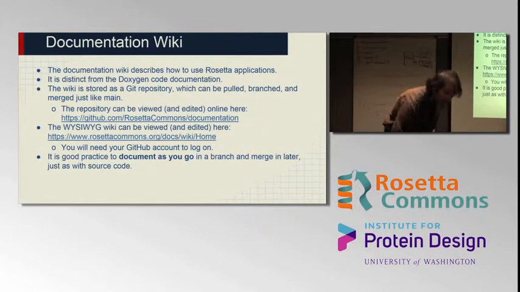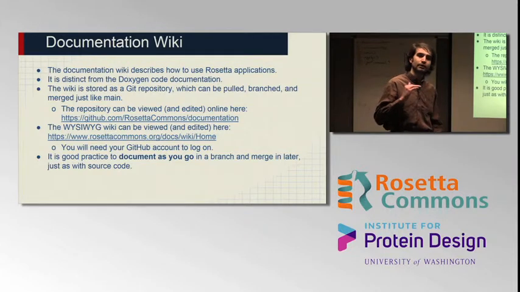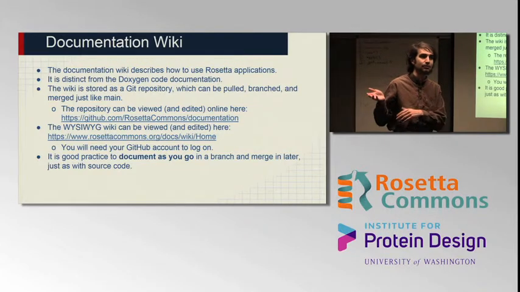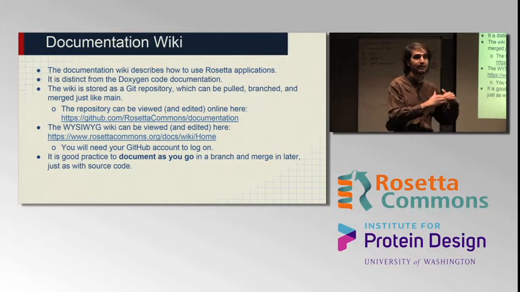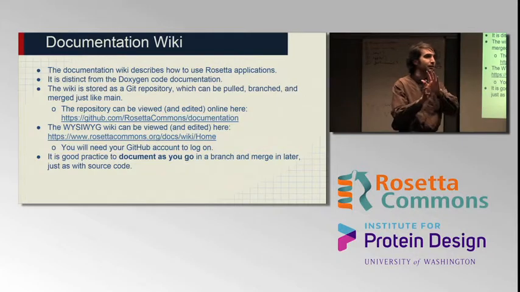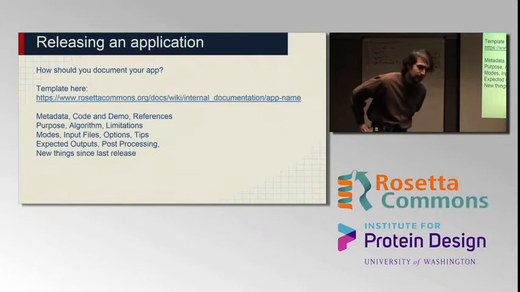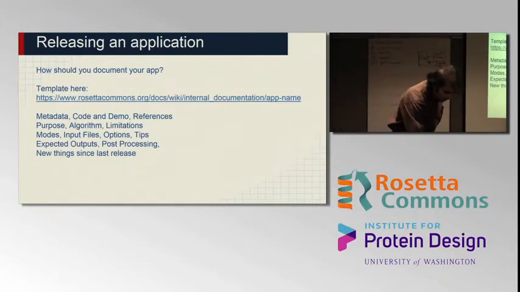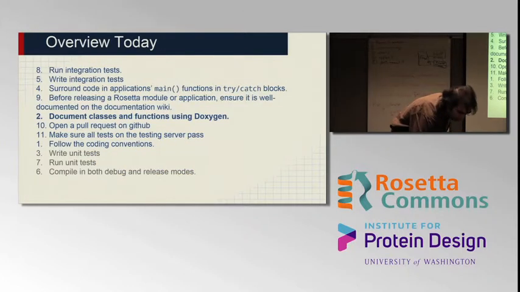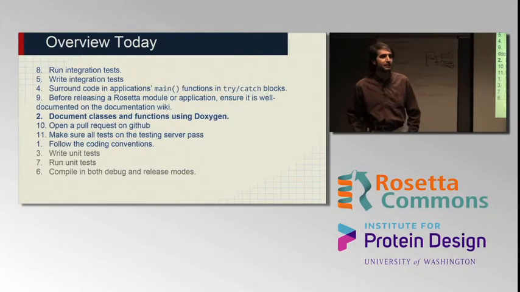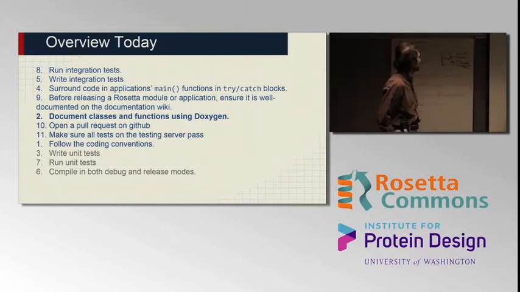Oh, and it's good practice to document as you go. If you have long documentation that doesn't make sense to be released in the wiki until your stuff is merged into master, but you want to make it as you go, there's a section on the wiki called internal documentation, so you can create a page there and later move it to the appropriate section of the documentation. Yeah, this is just more on documenting an application specifically, but you can all figure out how to do that.